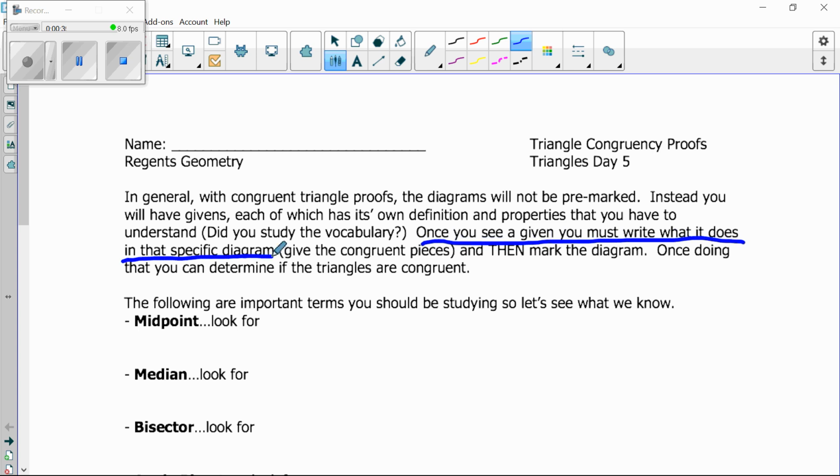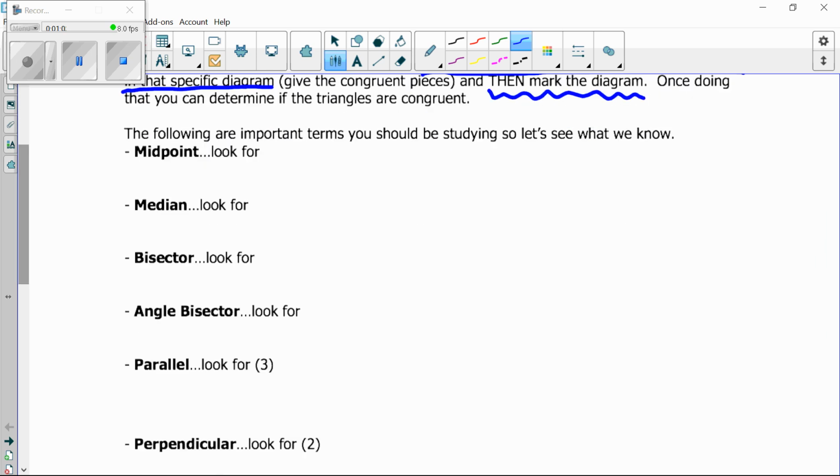So that's like what we did with our first activity. And that's going to be really, really important that you understand that. So the homework that you did that was due Friday is what I'm talking about there. Then we mark the diagram. Once we're doing that, we can determine if the triangles are congruent. So now let's take a look at each of these words.